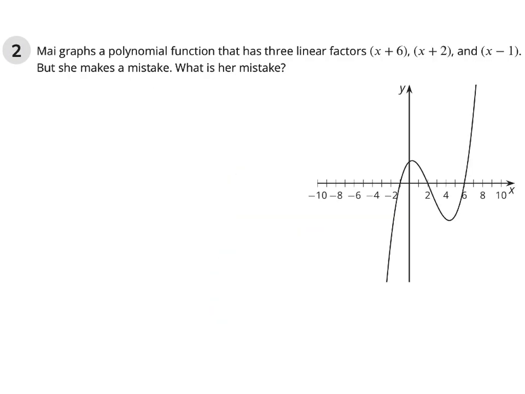Okay, let's look at number 2. May graphed a polynomial function. It has 3 factors. What is her mistake? What you were supposed to do, and this is a cool down from earlier in the lesson, is switch the sign. To go from a factor to an intercept, you have to switch the signs. So it should be at -6, -2, and +1, and then redraw the graph. She forgot to switch the signs. Her graph was shifted left and right the wrong way.